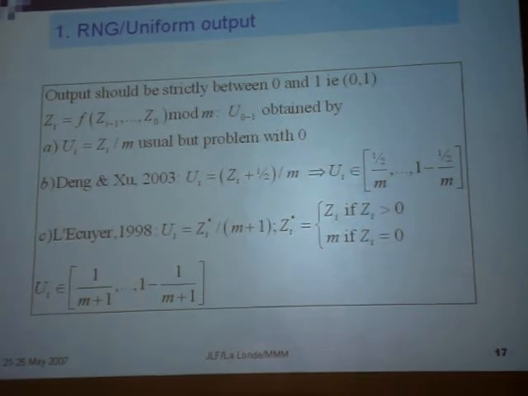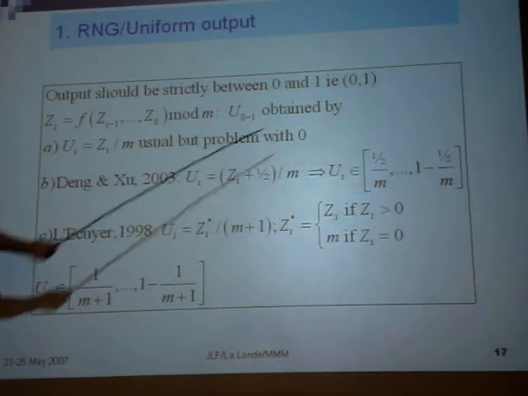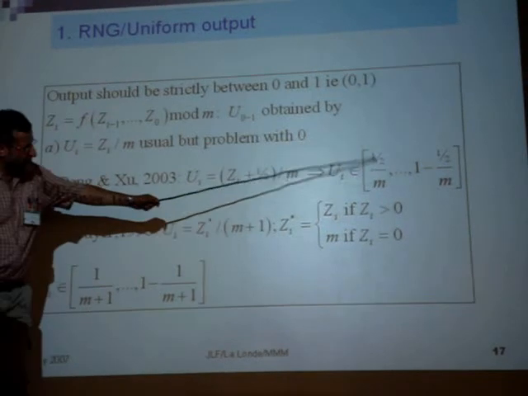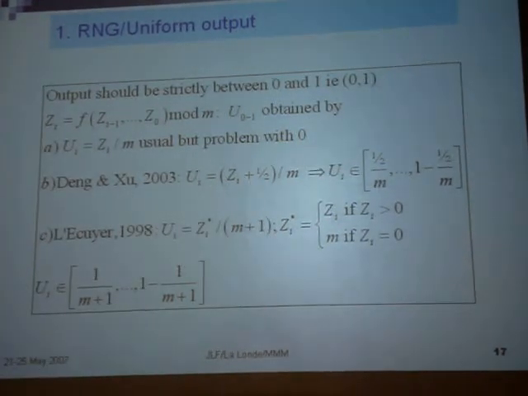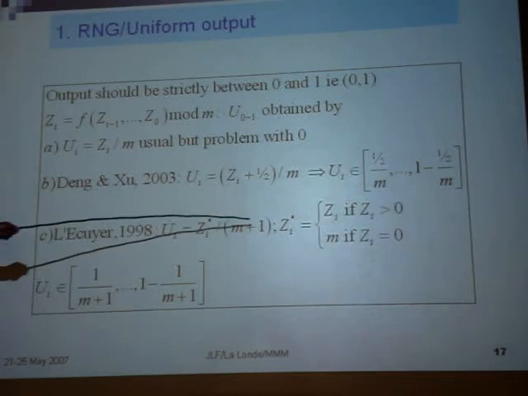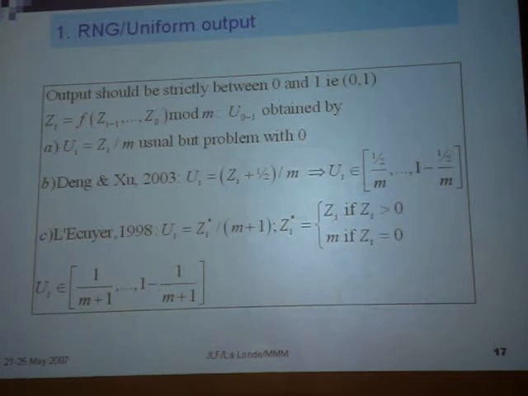Two ways to do that. In Deng and Xu, you add 1/2 and divide by n. So in that case, it varies between 1/2 divided by n up to 1 minus 1/2 divided by n. Or you can do as L'Écuyer, divide by n plus 1. So if z is different from 0, you will get from 1 over n plus 1, the start. But if it is 0, you take n. So n divided by n plus 1, that gives you this number. So it's very similar to this, and does not make a big difference on account of the value of n being very large if you add 1 or 1/2.